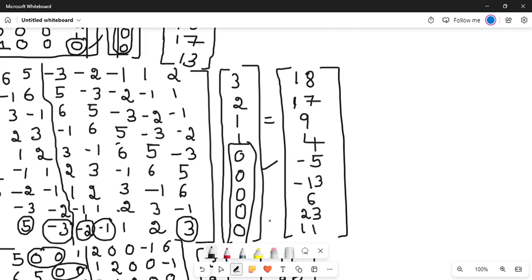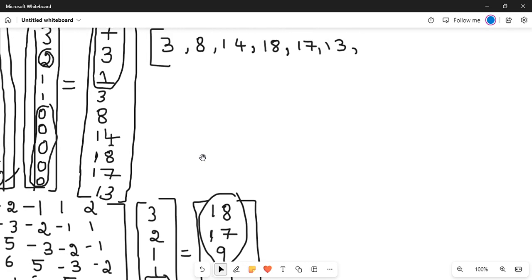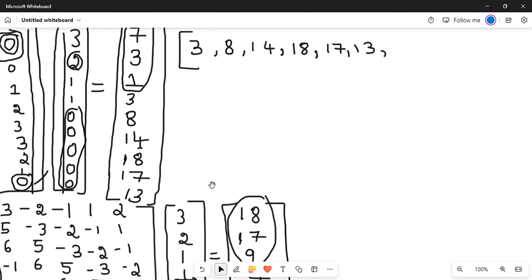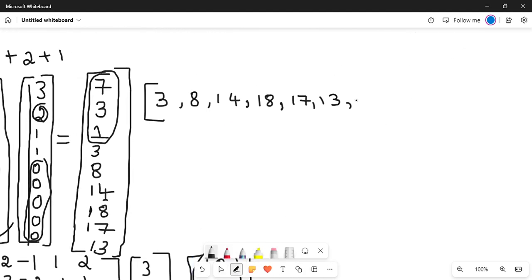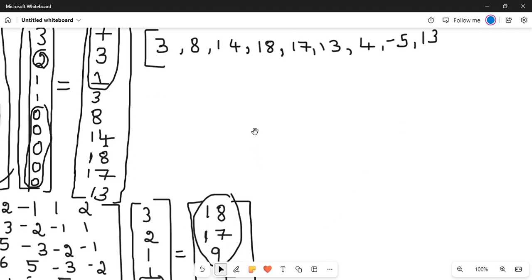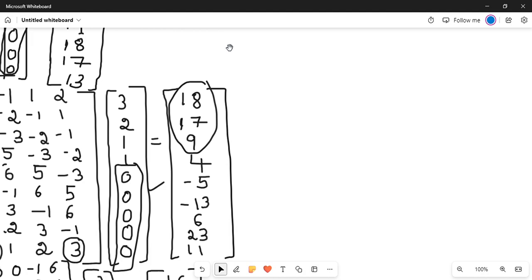Next, you are supposed to take y2 of n. If you eliminate 3 values from y2 of n, what do you get? 4, minus 5, minus 13, 6, 23 and 11. I'll write it over here: 4, minus 5, minus 13, 6, 23, 11.